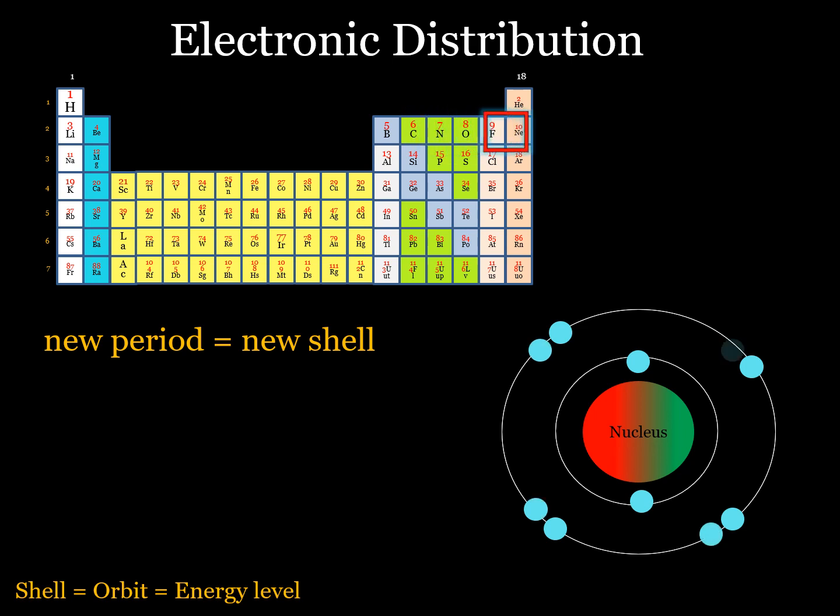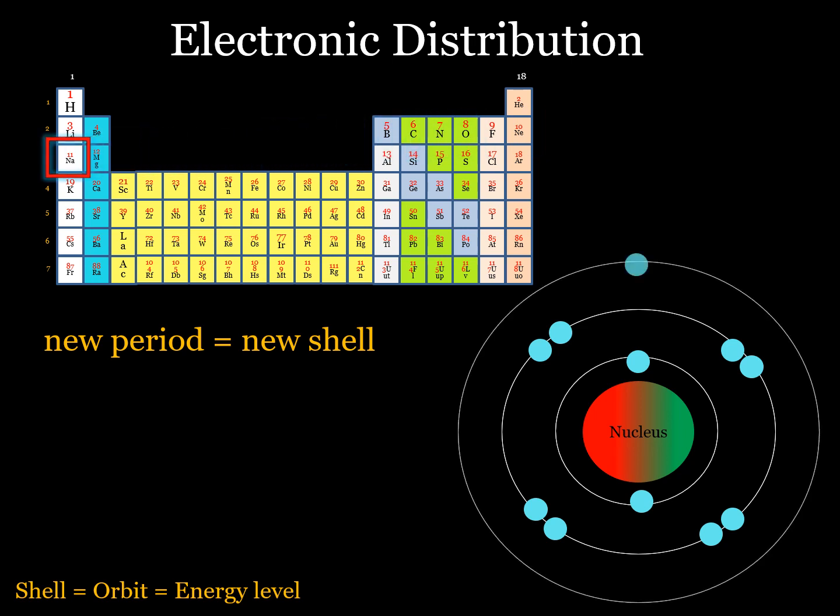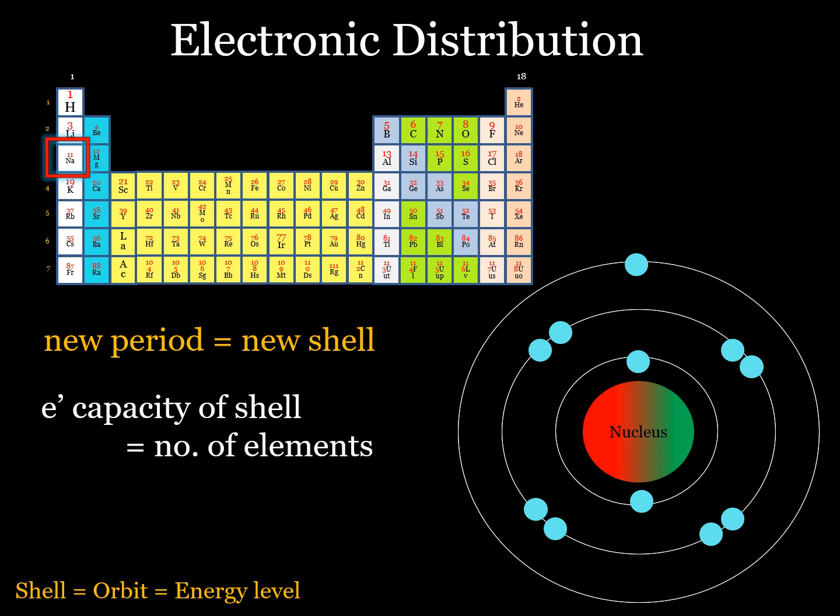The shell keeps accommodating electrons until it is completely filled, then the same process repeats. Thus, the number of elements in each period is equal to the capacity of the shell to accommodate electrons. Another point to be concluded here is that the number of the period an element belongs to is equal to the number of shells that element has.